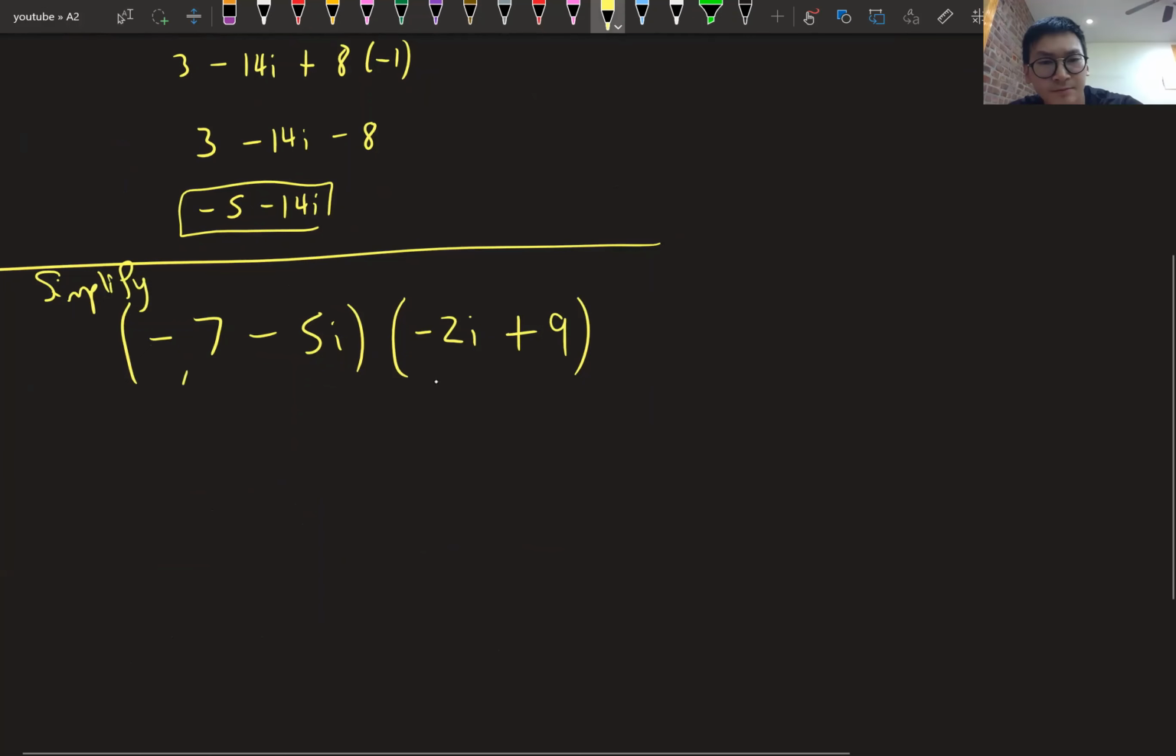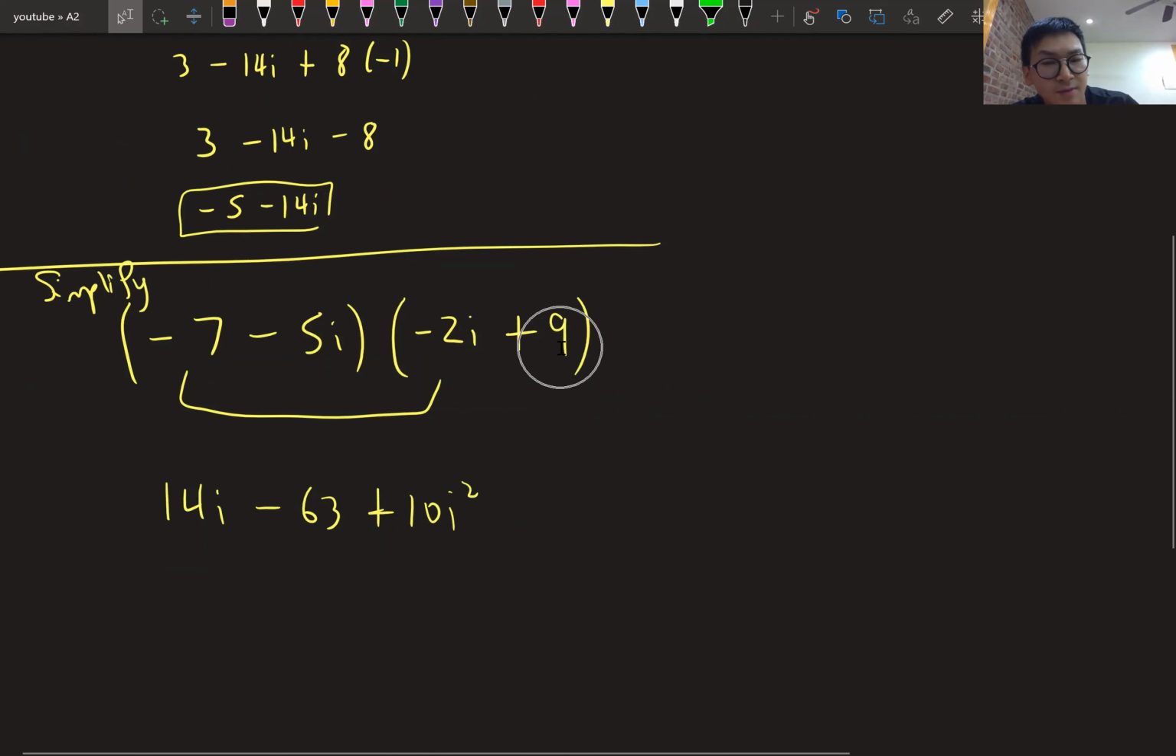The first terms, negative 7 times negative 2i, which is going to be 14i. Then the outer terms, negative 7 times 9, which is going to be negative 63. Negative 5i times negative 2i is going to be plus 10i squared. And then negative 5i times positive 9 is going to be negative 45i, okay?